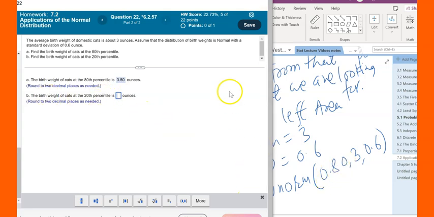Okay, you finish it yourself. Okay, that's all about this chapter 7, section 7.2 homework.